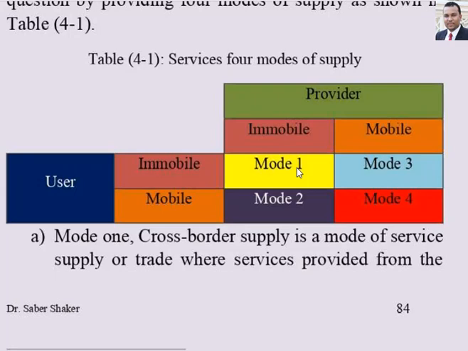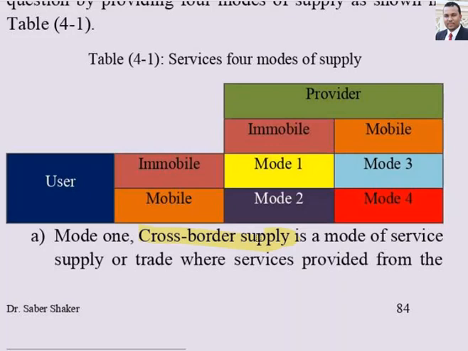So the first, mode number 1, equals cross-border supply. In cross-border supply, the provider of a service is immobile, still in his place, and the user of the same service is immobile, the same. So this is cross-border supply.